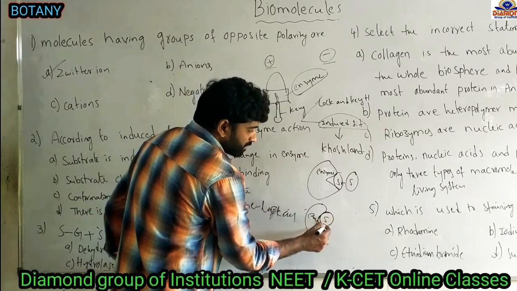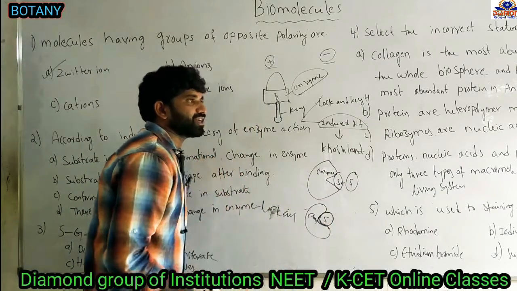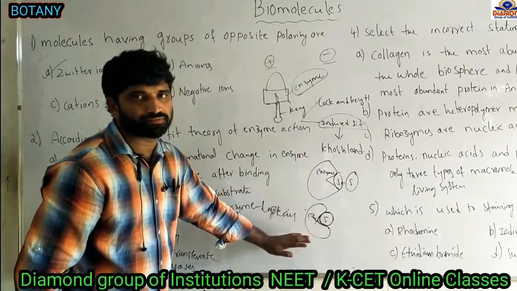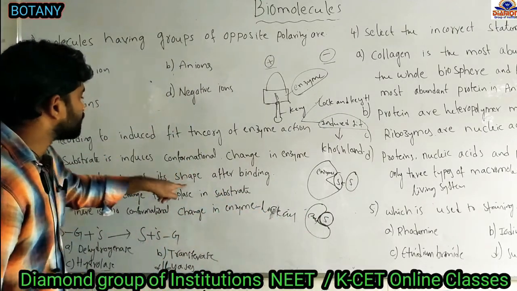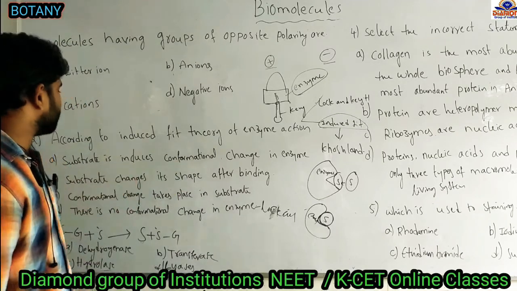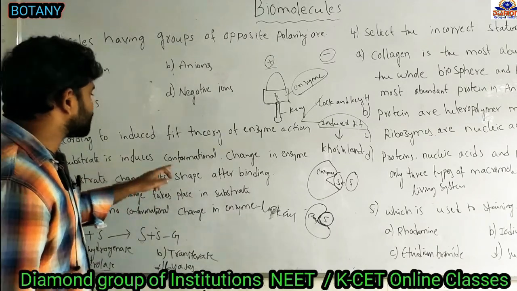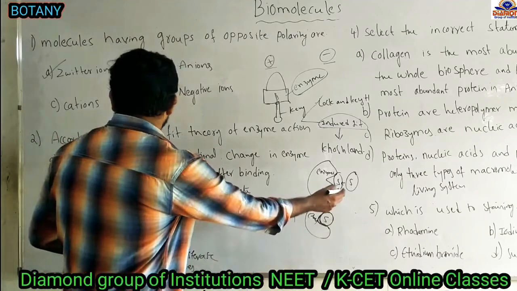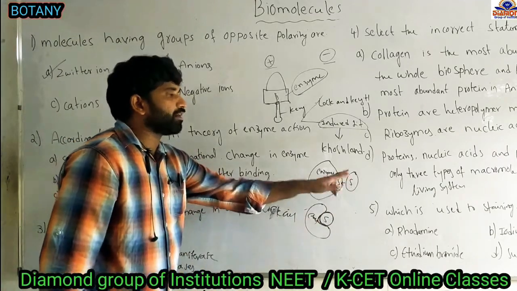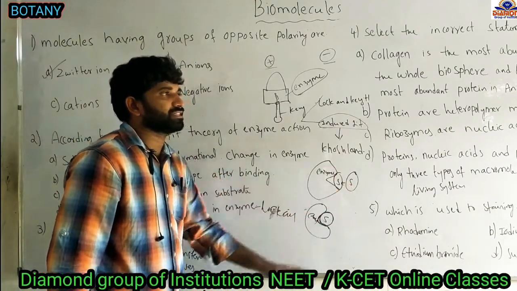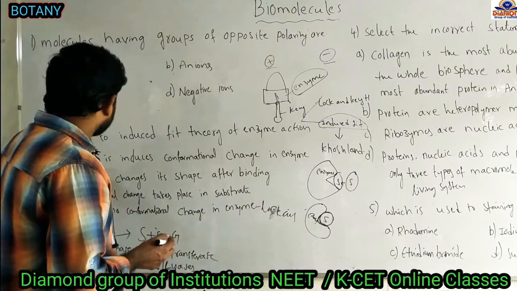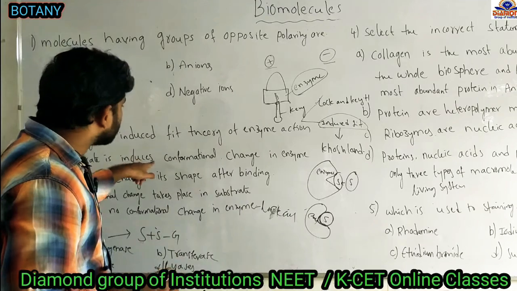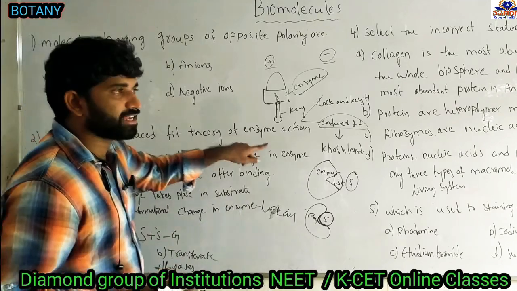After the binding of the substrate into the active site of the enzyme, it has the same shape. So option C is incorrect, and the substrate changes its shape after binding. Here they are also asking whether the substrate does not change its structure after binding. It can change or it can modify. So option A: the substrate induces a conformational change in the enzyme.